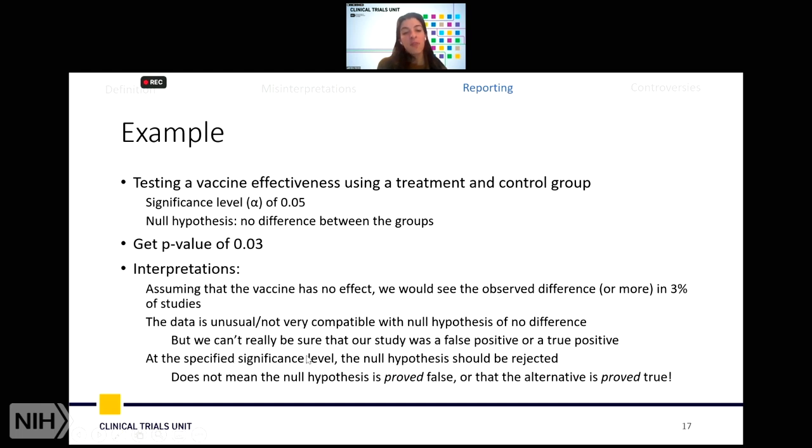Another interpretation would be that at the specified significance level, the null hypothesis should be rejected, right? So this is talking about more of a binary interpretation of the p-value. So again, at this 0.05, we would reject the null and say that there is evidence of there being some difference between the groups. And I just want to highlight here that this does not mean that the null hypothesis is proved false or that the alternative hypothesis of some difference is proved true. So it's really important to avoid that sort of language. Again, this is sort of probabilities, and so nothing is proven.